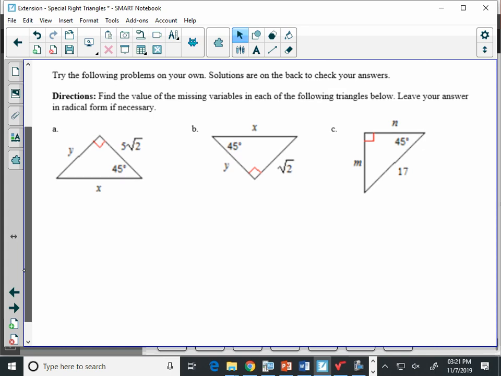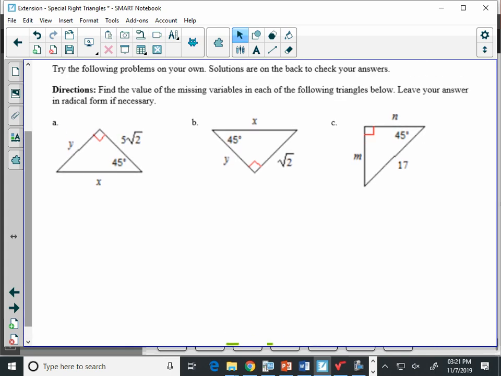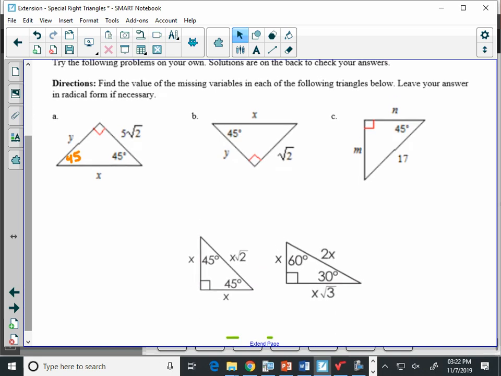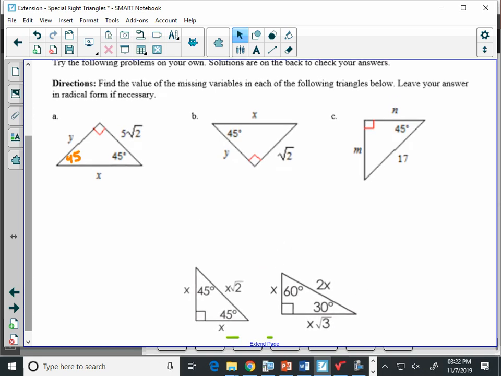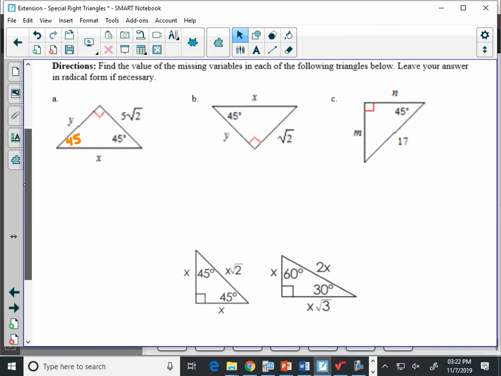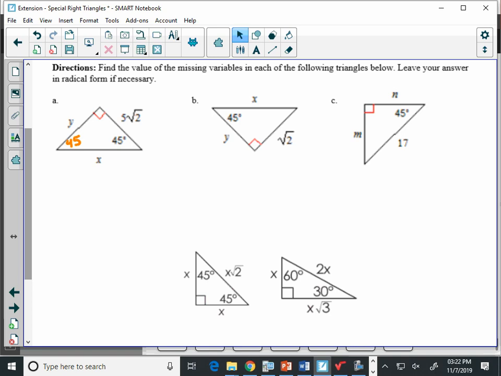Okay, so when we look at this first one, we have a 45, 45, 90, because one angle is 45 degrees. And we can use this reference sheet. I'm going to bring it lower so I can reference it a little bit better. So we're going to look at the 45, 45, 90 right triangle to help us answer these questions. I'm given a leg, and I know my legs are the same, so I know this is going to be 5 radical 2.